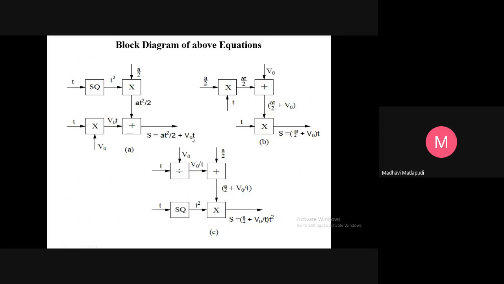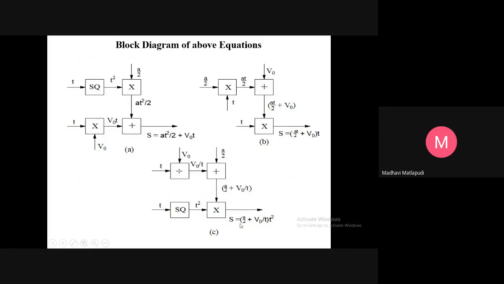Now let us see the B part. What is the equation for the B part? S is equal to (A T by 2 plus V naught) into T. Now this A by 2 and T are two inputs sent into a multiplication block, and that gives you A T by 2. A T by 2 and V naught being two inputs for the addition block give rise to A T by 2 plus V naught. Now you add T as another input to it, giving you S is equal to (A T by 2 plus V naught) into T.